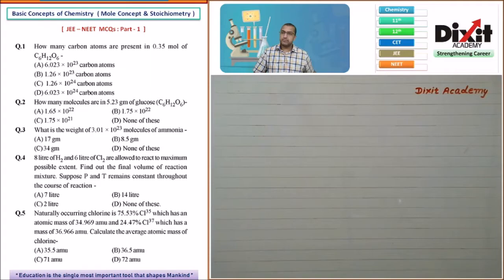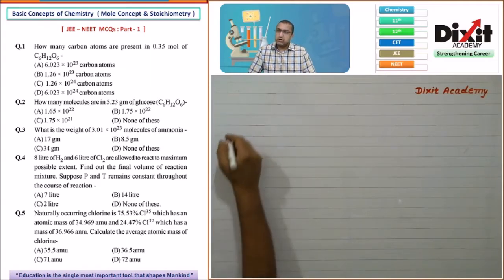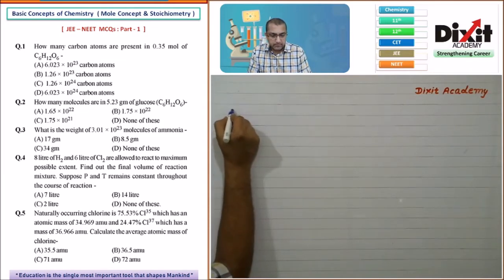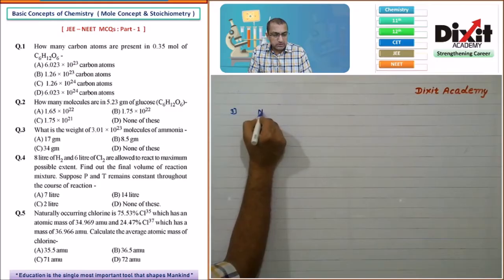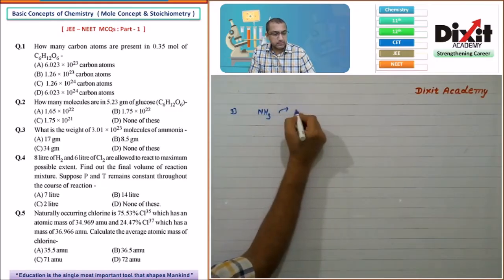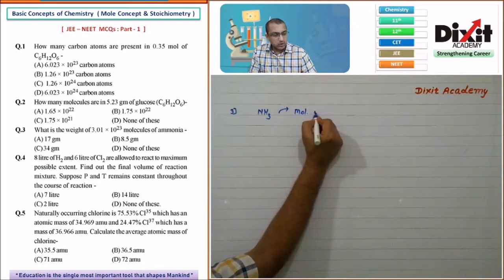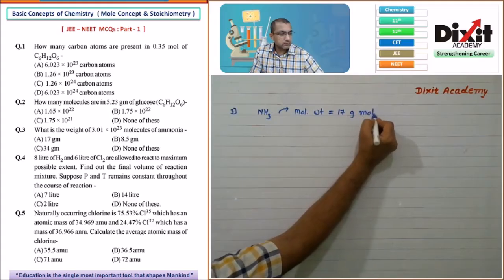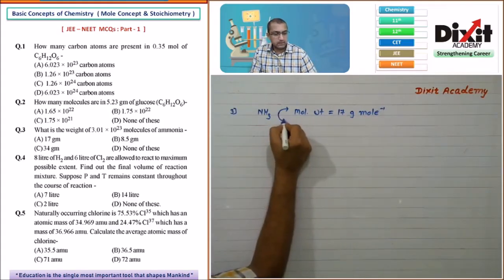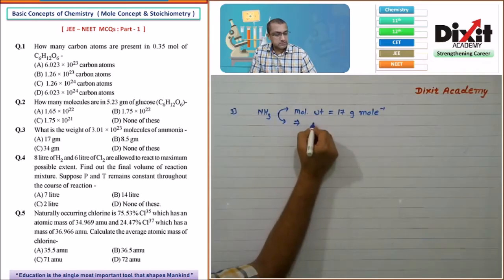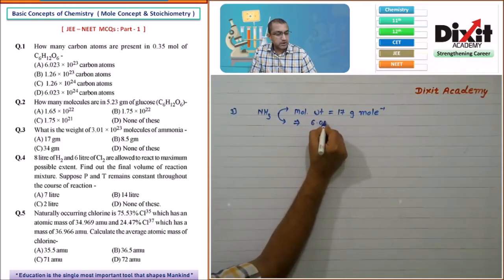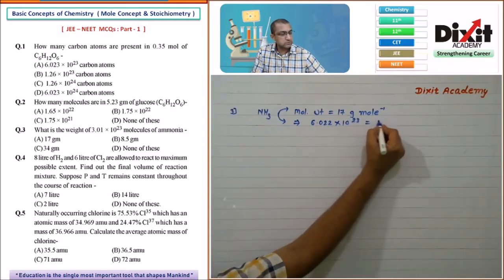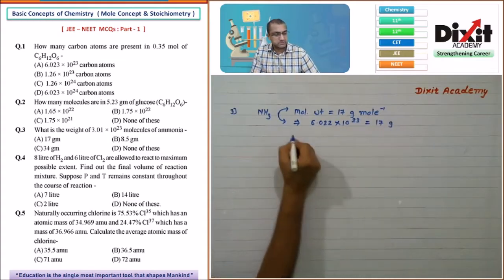Question number 3. What is the weight of 3.01 into 10 raised to 23 molecules of ammonia? So given molecule is ammonia, NH3. The molar mass of ammonia is 17 grams per mole. This means Avogadro number of molecules, 6.022 into 10 raised to 23 ammonia molecules, will weigh 17 grams.